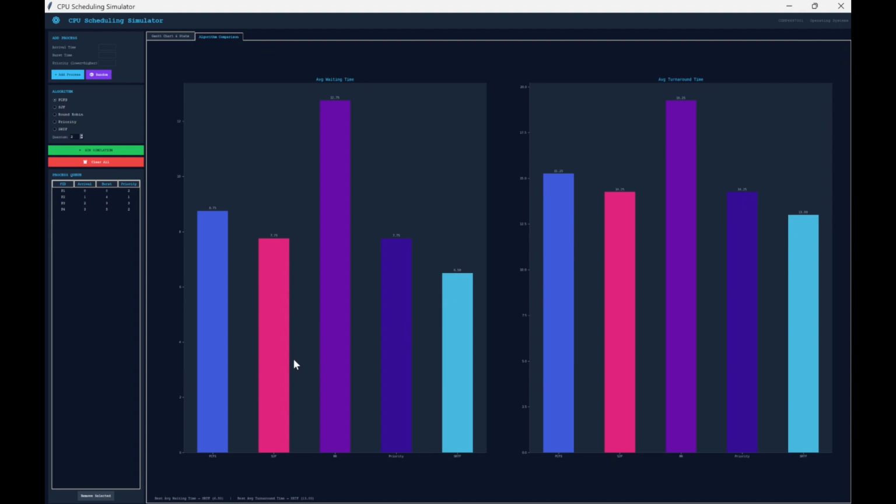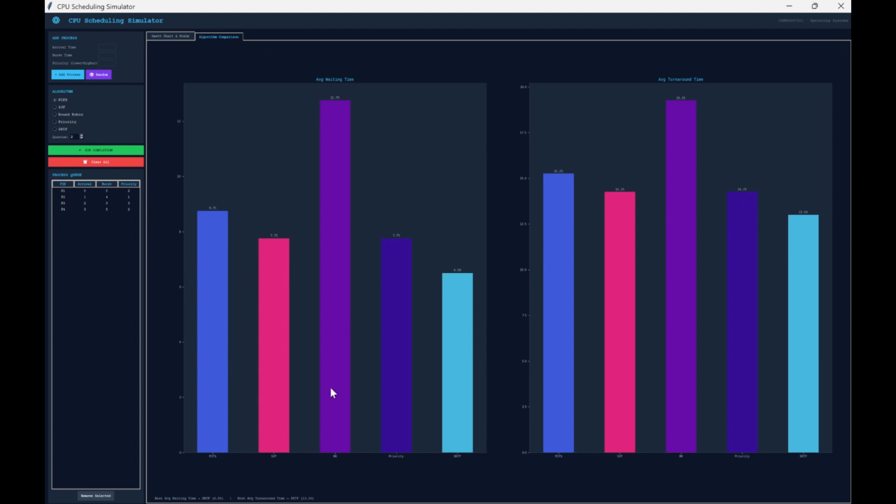Now we'll discuss FCFS, which comes in third. The issue with FCFS is the convoy effect. P1 arrives first with a burst time of 8, so it runs completely before anyone else gets a turn. P2, P3, and P4 all have to wait behind it, even though some of them are much shorter. That unnecessary waiting pushes the average way up.